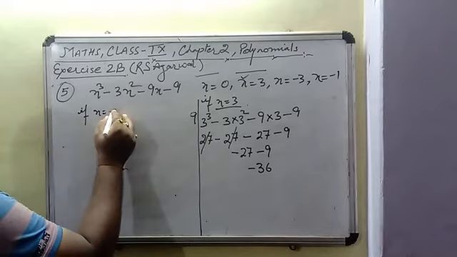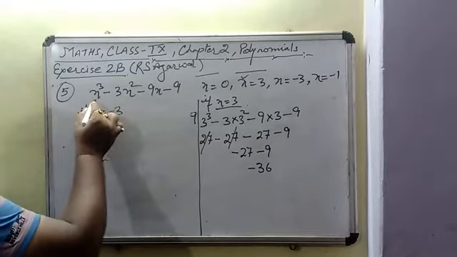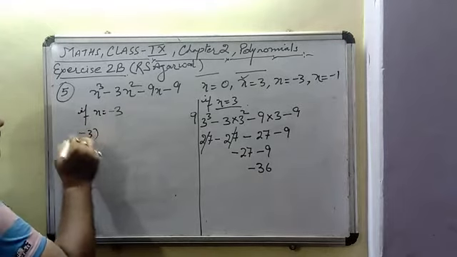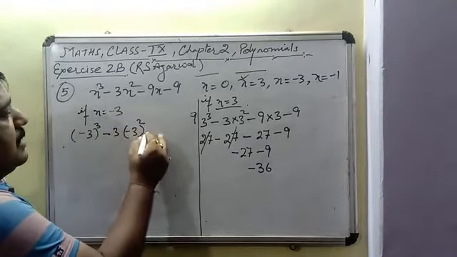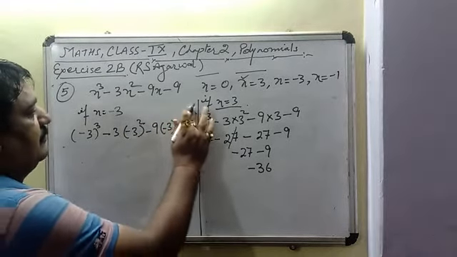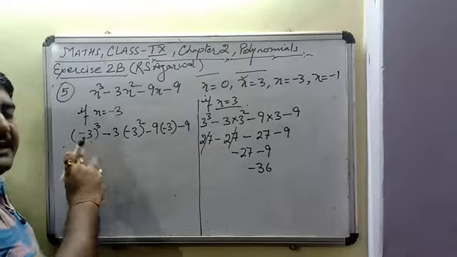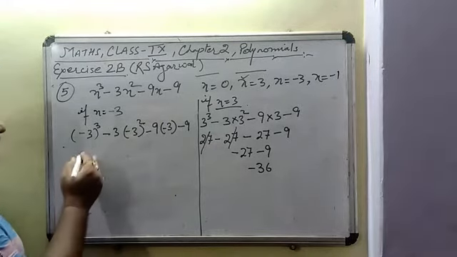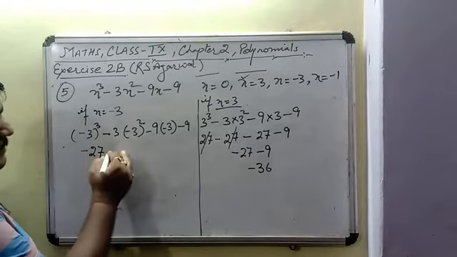So we are going to put x equals to minus 3 in the given polynomial. This is minus 3 cube, minus 3 into minus 3 square, minus 9 into minus 3 and minus 9. 3 3 the 9, 3 the 27, and 3 times negative sign, that means it will give us negative result. Then again minus sign.